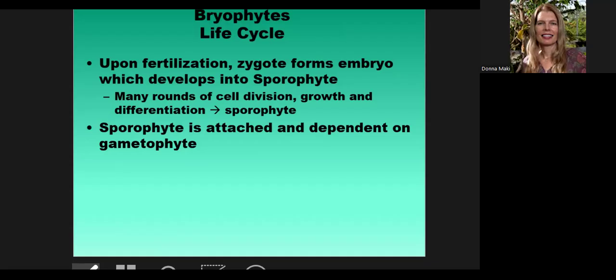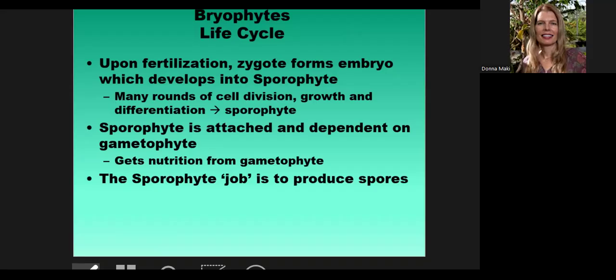And this is important too, because we're going to see that this differs over time with different plants. The sporophyte is attached and dependent on the gametophyte. That means nutritionally dependent. So the sporophyte can't make it out on its own. It can't break free physically and be on its own in any way. So that's an important concept because that's going to shift over time with some of these other plant groups we'll look at. And then once the sporophyte has fully grown, its job kicks in, which is to make spores.